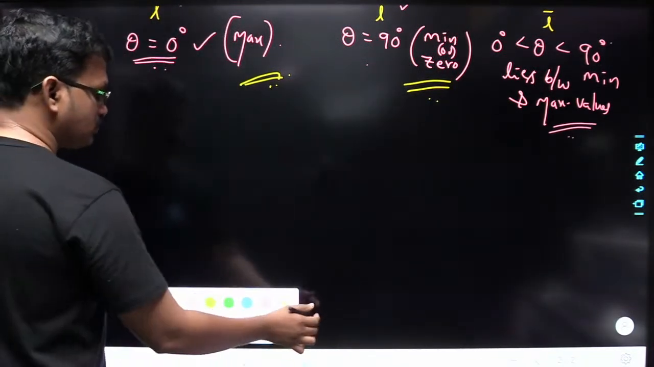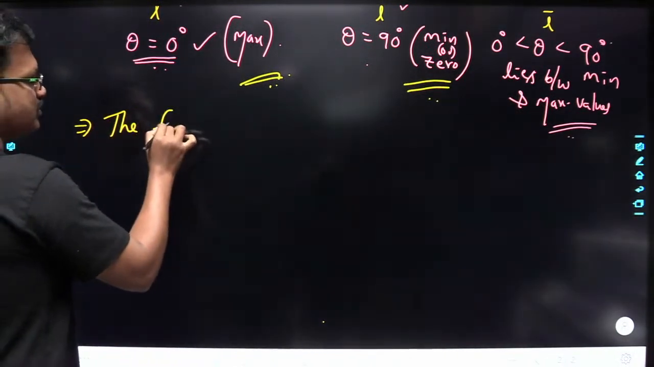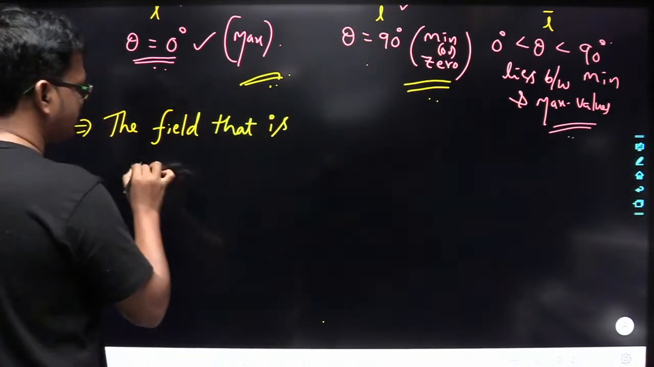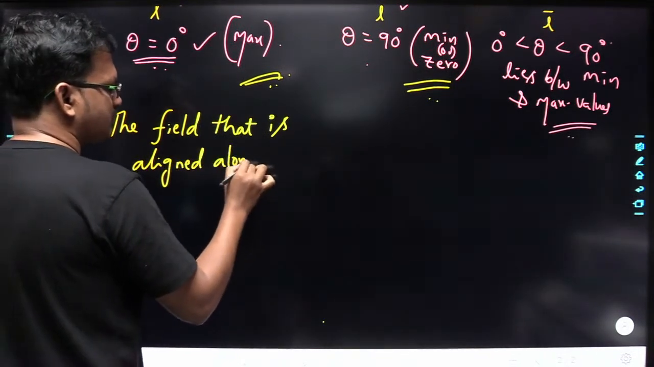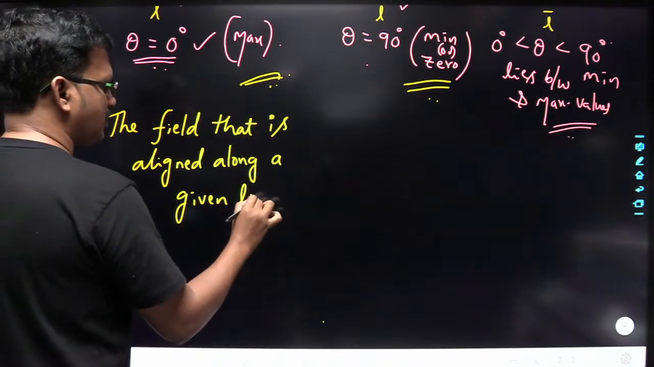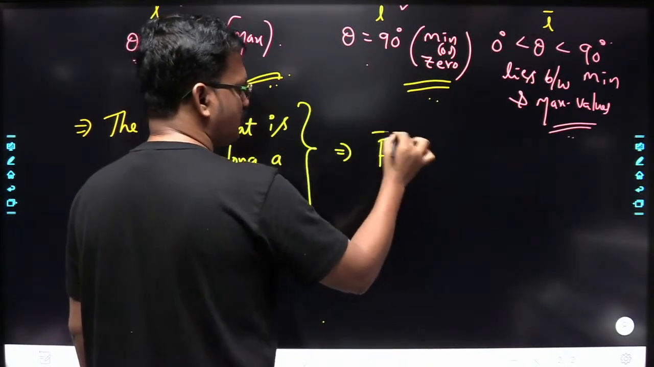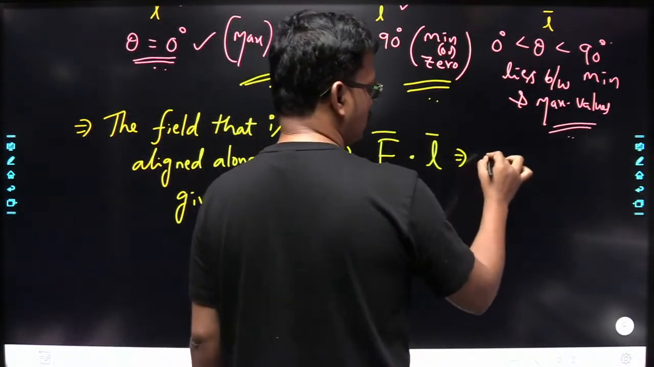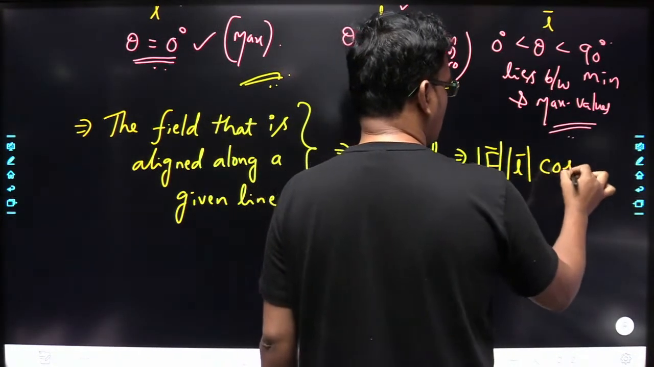So the amount of field, or the field that is aligned along a given line, can be represented by F bar dot L bar. So that is equal to the magnitude of F bar into the magnitude of L bar into cos theta.